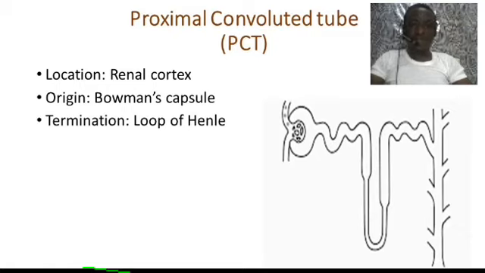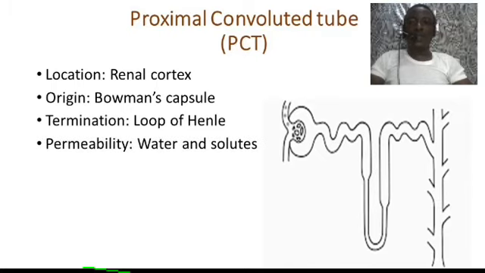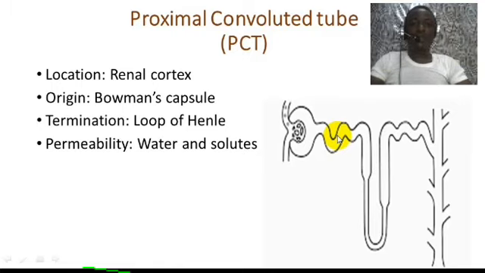That is the descending loop of Henle, the thick descending loop of Henle. That is where it ends. It is actually permeable to both water and solids. This part of the nephron is permeable to both water and solids. It means that water can leave this part of the nephron freely, and solids can also do the same.